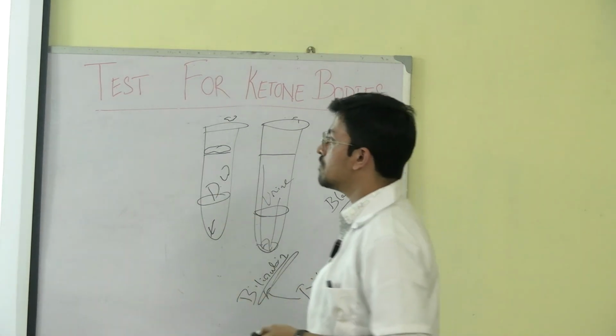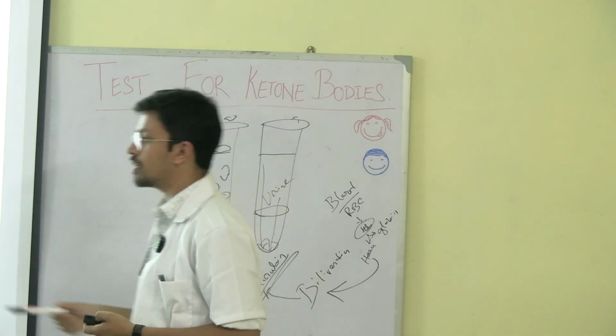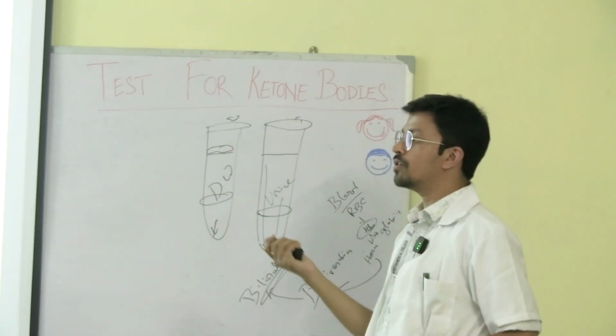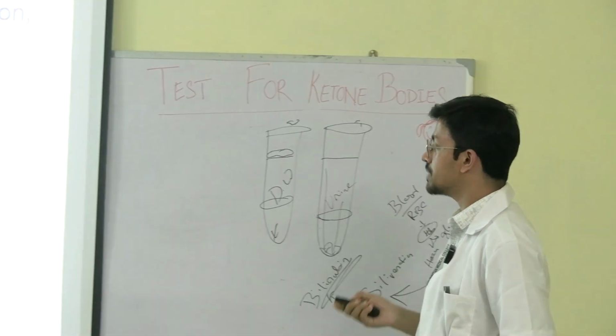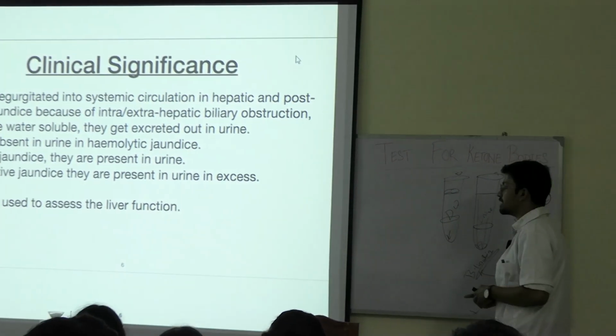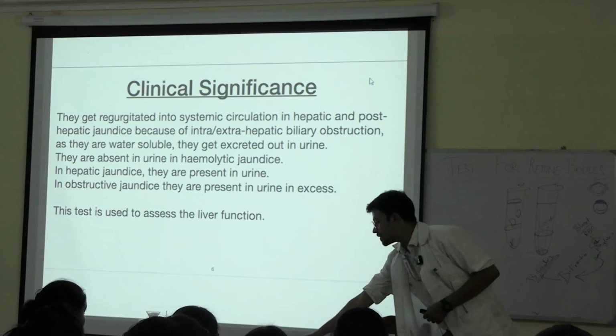So that's why these are absent in the hemolytic jaundice. So the pathology is different. That's why we will not get the bile salts in case of hemolytic jaundice. But in case of hepatic jaundice, they are present in the urine. Why in the hepatic jaundice they are present? Now in the hepatic jaundice, what is happening?